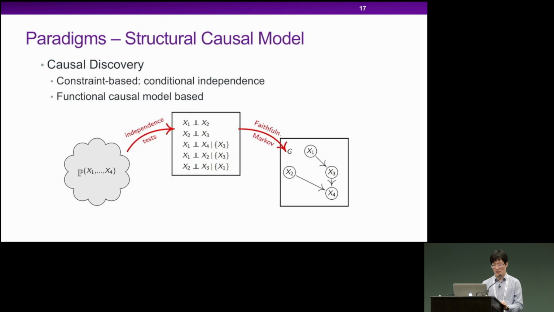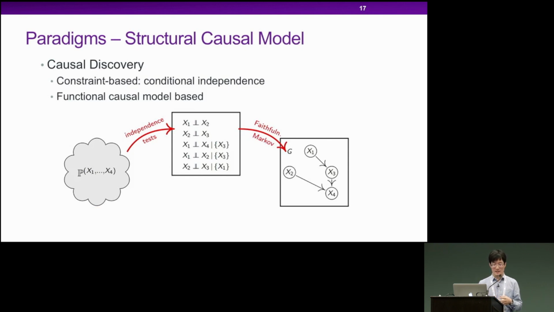Then a representative researcher is Professor Bernhard Schölkopf, and they actually did a lot of work on causal discovery. Causal discovery is trying to discover this kind of structural causal model from the observed data. So in the observed data, we have a lot of variables, and we need to test their independence, okay, pairwise independence and also the conditional independence here. So the problem is, this is a combinatorial problem, right?